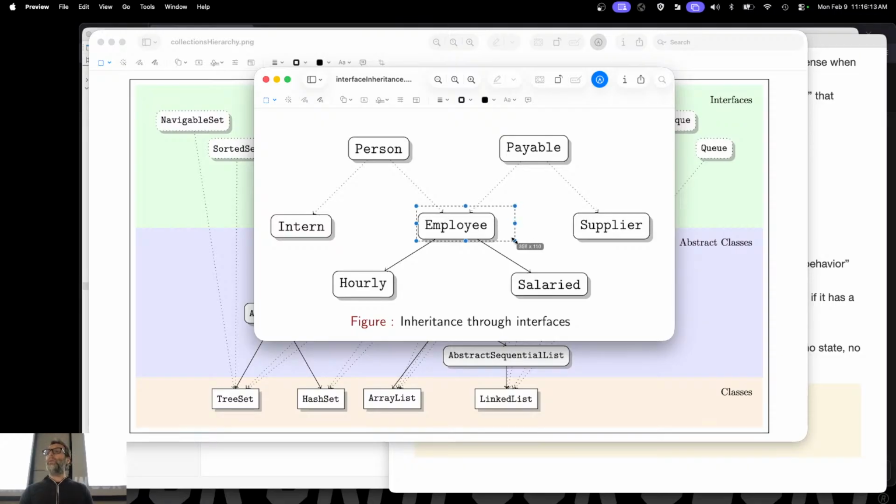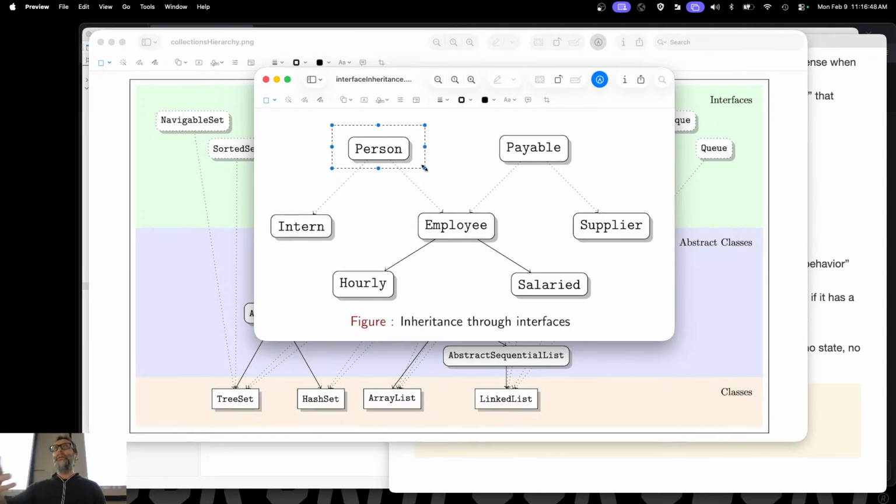An employee is payable. And so we put up here a pure abstraction, an interface, that says we have to pay this person. But we also have a supplier over here, and you've got to pay your suppliers, otherwise they don't supply you with whatever you're doing. So an employee and a supplier are both payable. An employee is a person, but a supplier is not a person. That's another company. But we have these things called interns over here that we don't pay anything, but they're still a person.